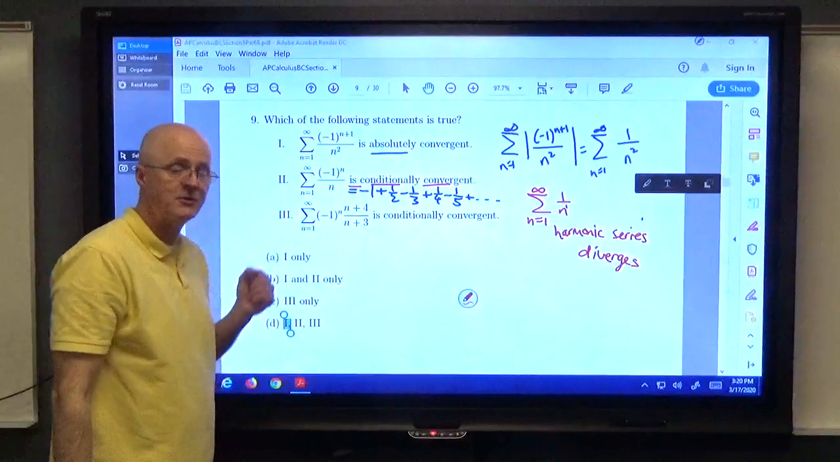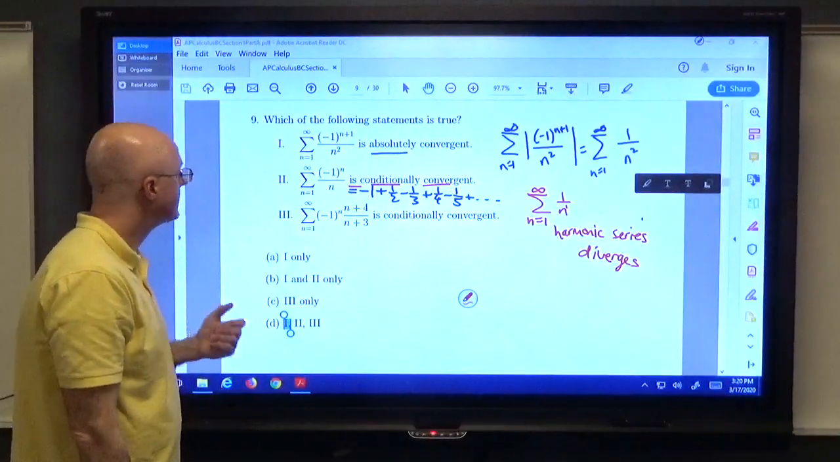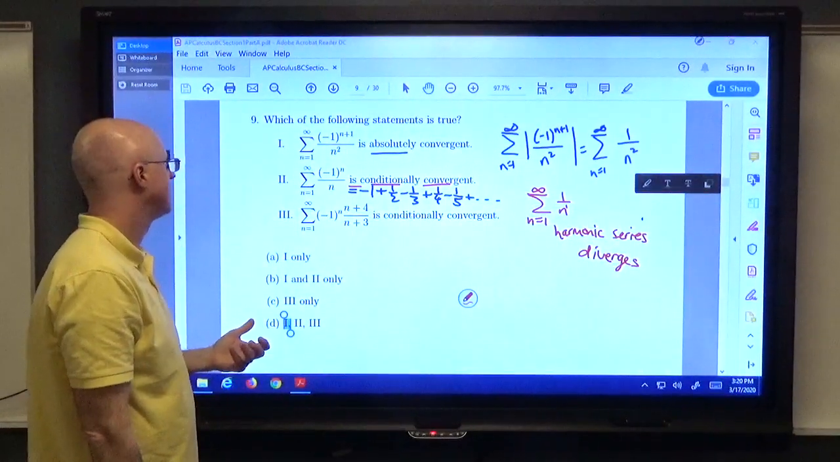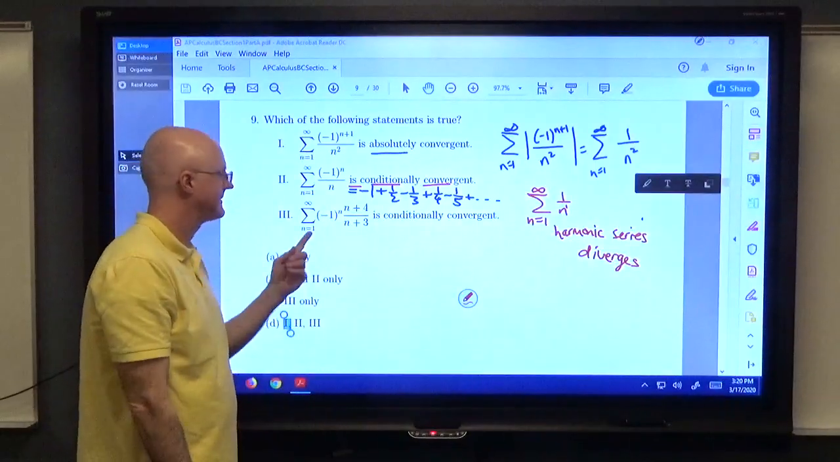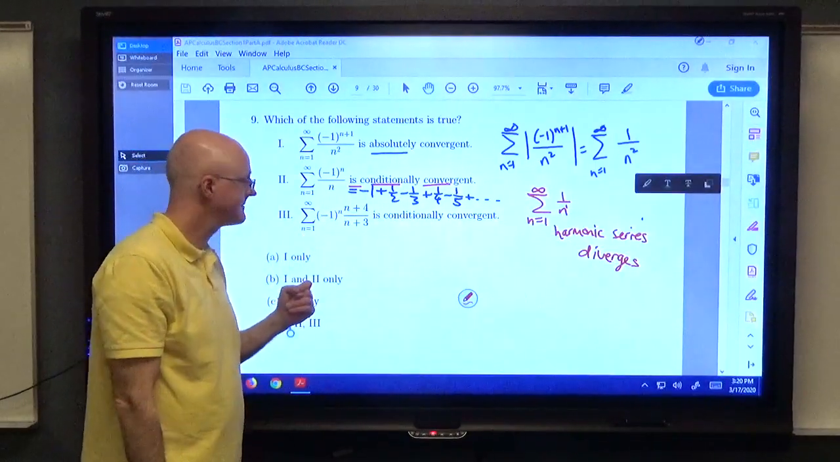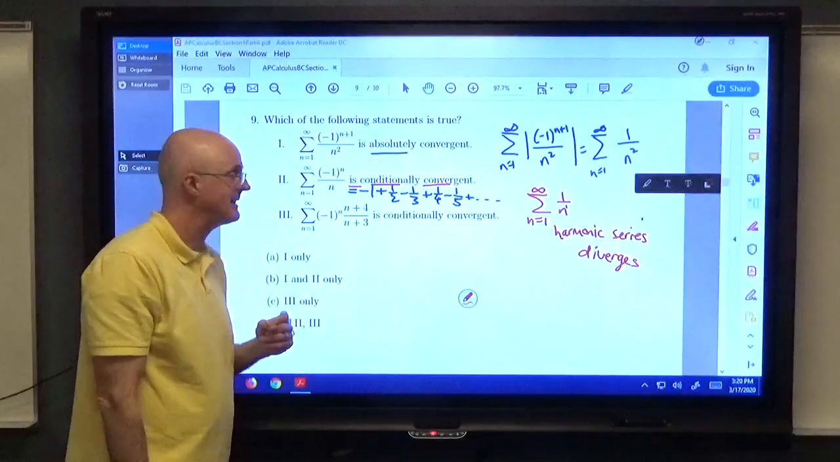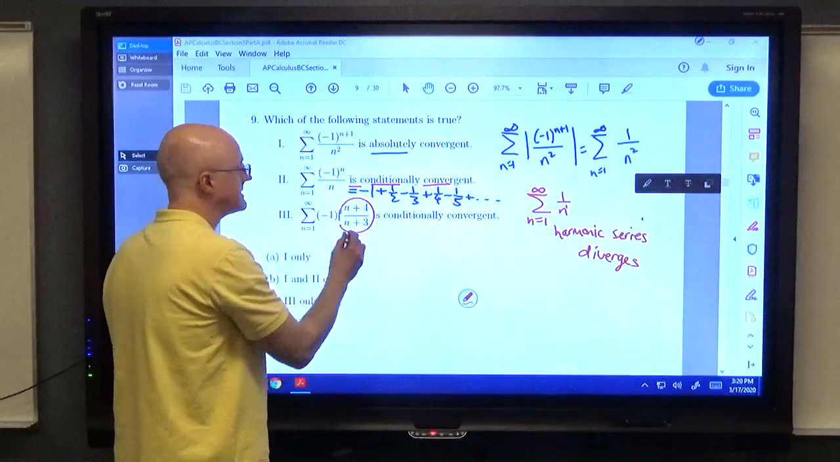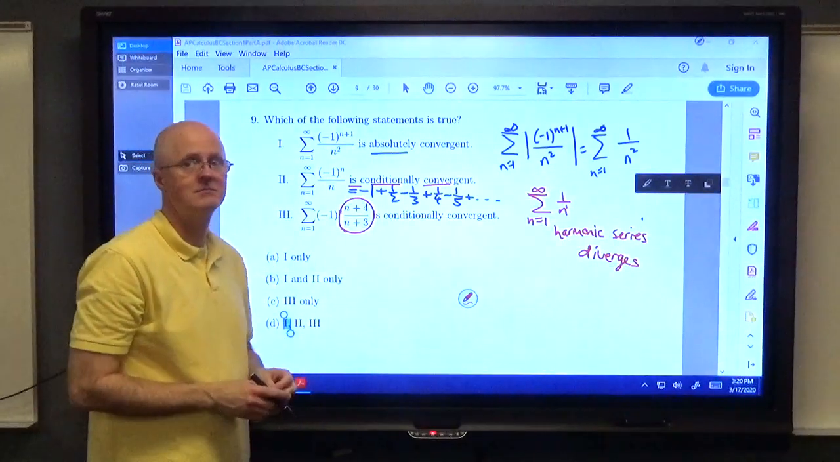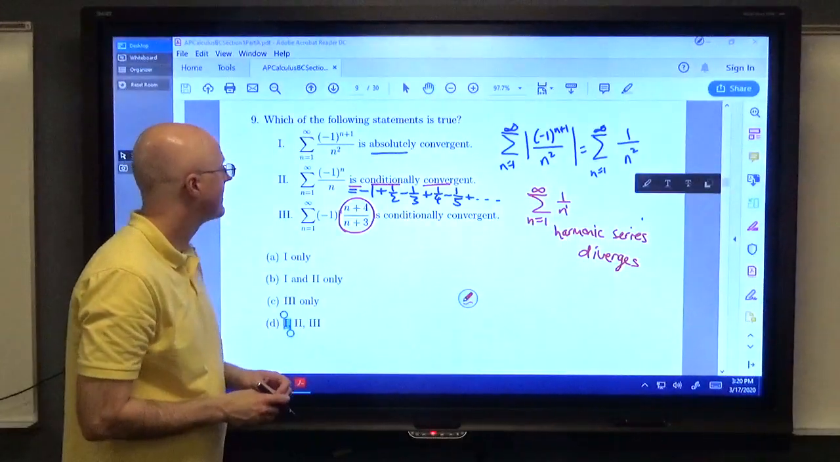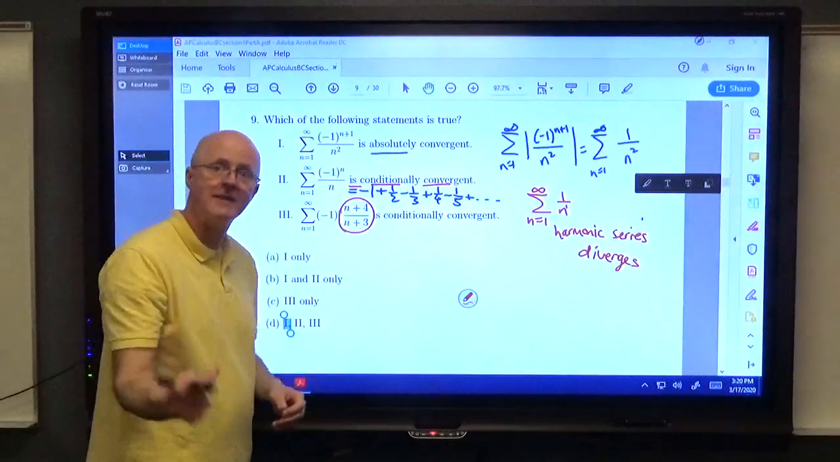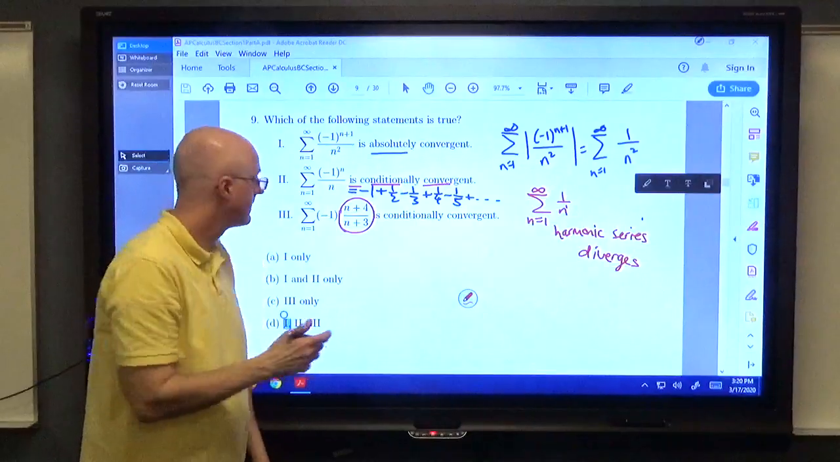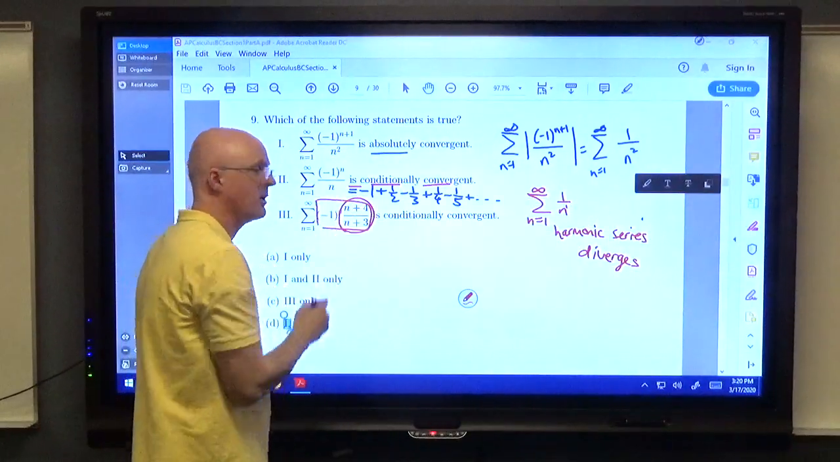So 1 and 2 are both true. Is 3 true? Does this converge by the alternating series test? No, it doesn't. These things do not approach 0. And in fact, that's enough to say right away the series doesn't converge at all. The terms overall do not approach 0.